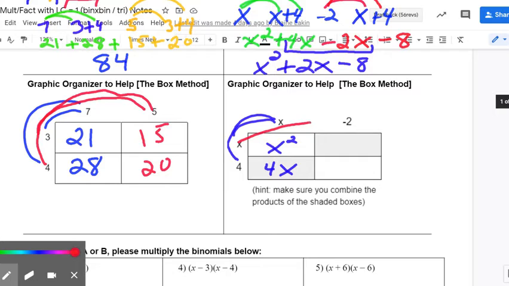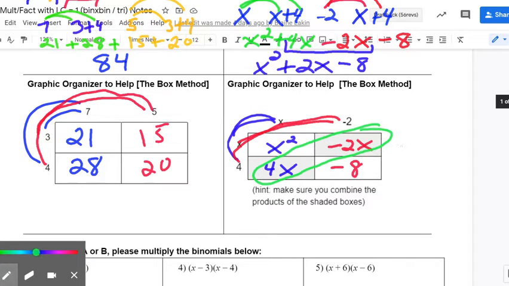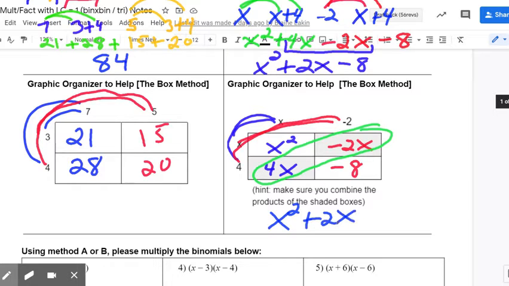X times negative 2 is negative 2x. And 4 times negative 2 is negative 8. And then this is the part when you use graphical with variables. You got to remember that now we got to combine these gray diagonals. And we get the same result. We get x squared plus 4x minus 2x, which is plus 2x minus 8.